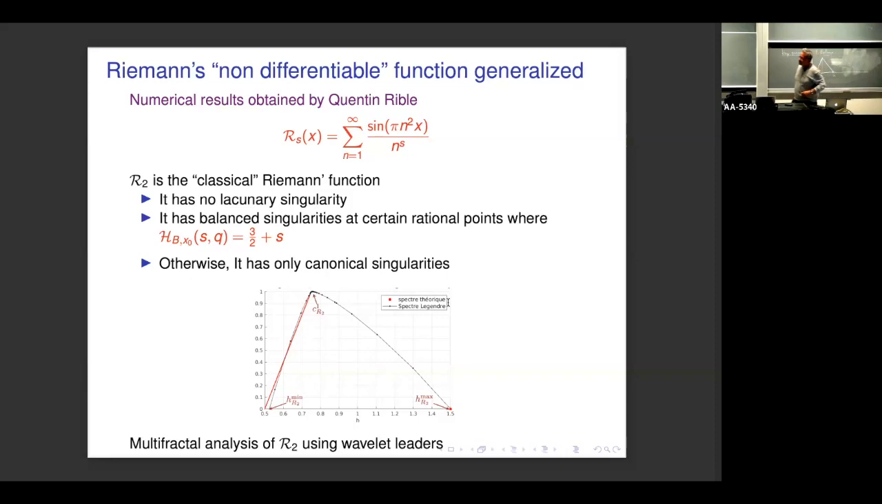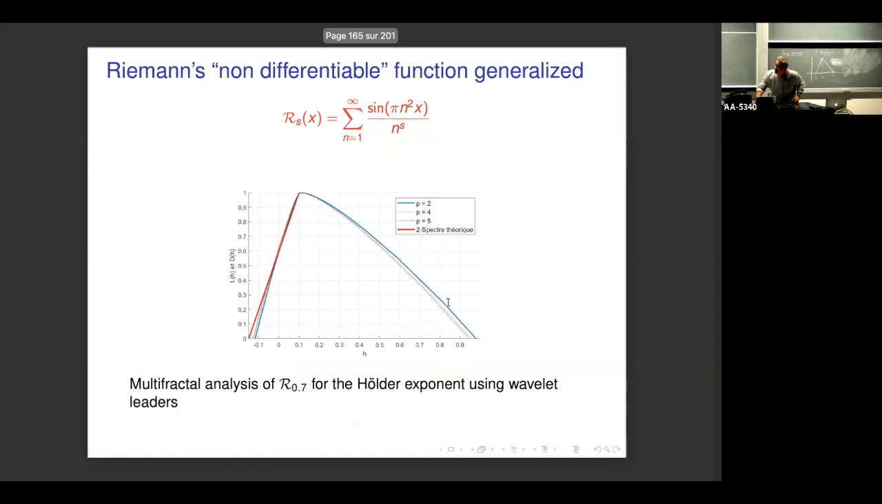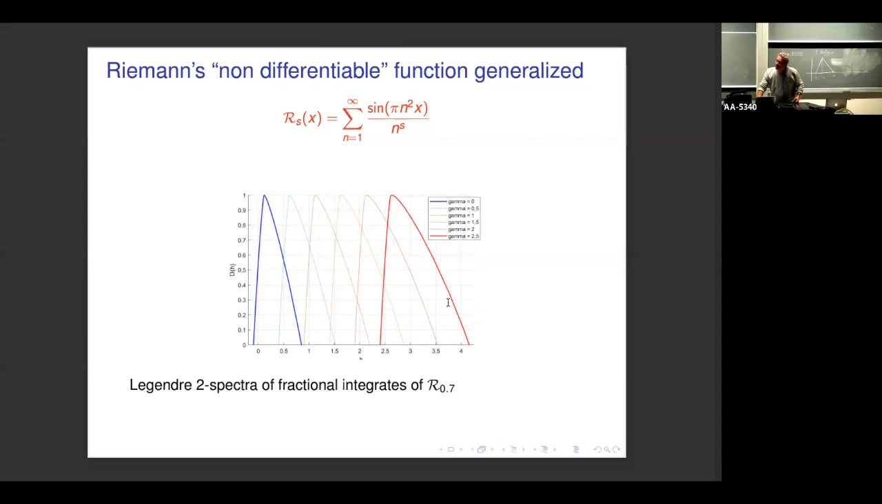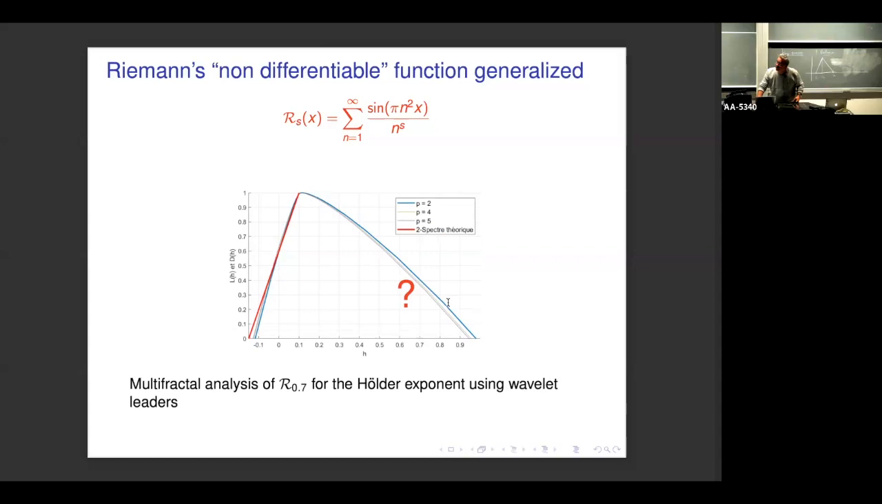So this is just for Riemann's function. This is p exponents. As expected, if you change the value of p, you don't see a difference, except that we don't know what we should get on the right. There is no result if you take the p exponent of the Riemann function. This was for fractional integral. Let me see, that was for s equal, I don't remember. Yeah, that was if we are taking a fractional derivative.